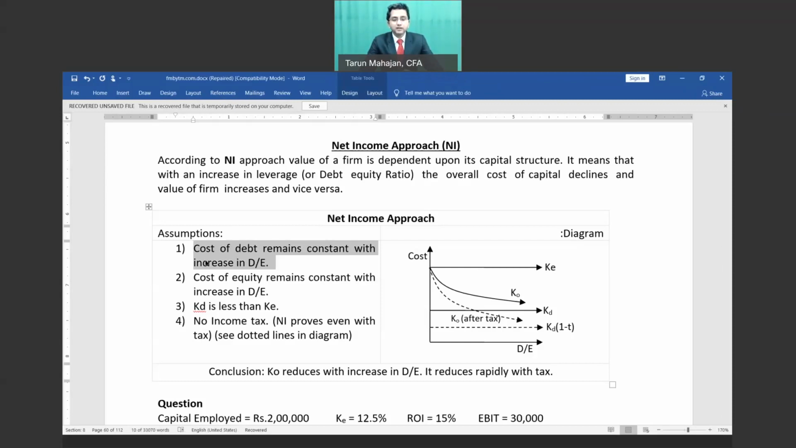I am borrowing 1 lakh rupees, interest rate is 10%. Now I borrow 5 lakh rupees, still the interest rate will remain 10%. Look here, the cost of debt remains constant. I'll reduce this to 1, 2, 3, and 4 things. Now it will be easy to observe. The second assumption which is taken is, oh, I'm sorry.